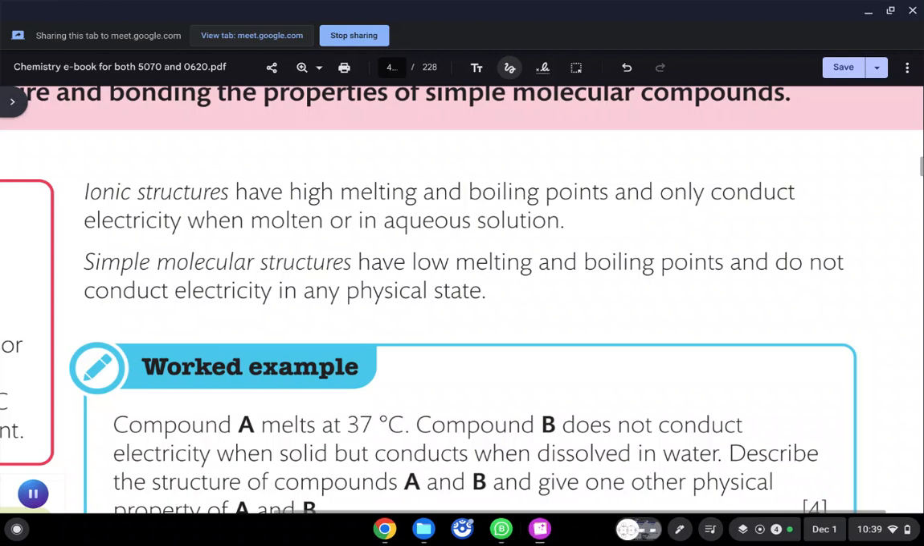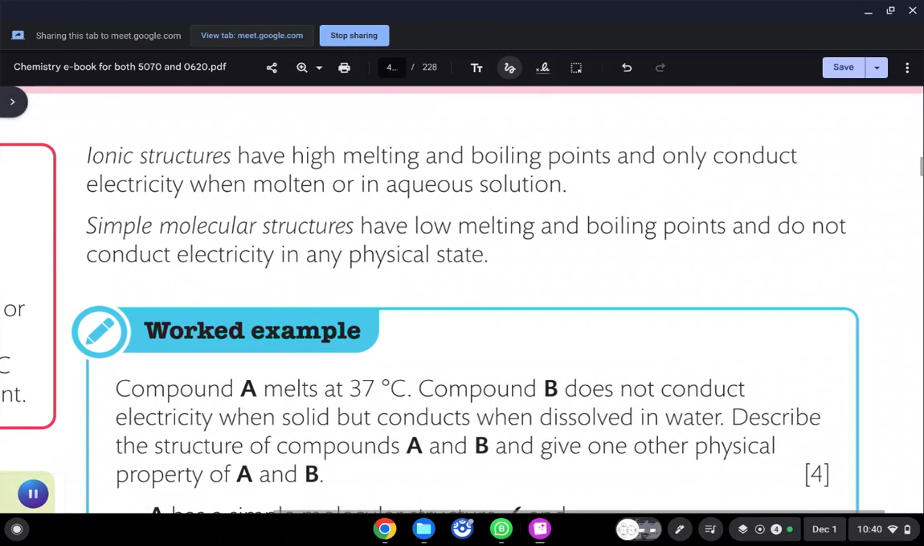On the other hand, simple molecular structures have low melting and boiling points, and they do not conduct electricity in any physical state. As you can see above, ionic structures can conduct electricity when molten or in aqueous form, but cannot in solid form. And simple molecular compounds do not conduct electricity in any physical state, and they have low melting and boiling points. I'm talking about simple molecular structures, not the giant macromolecular structures.